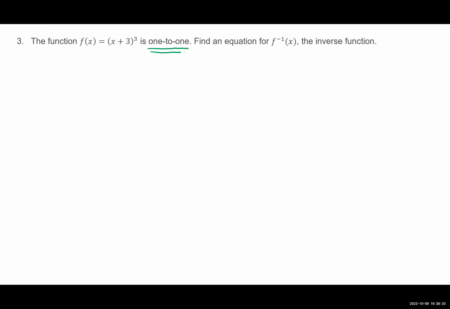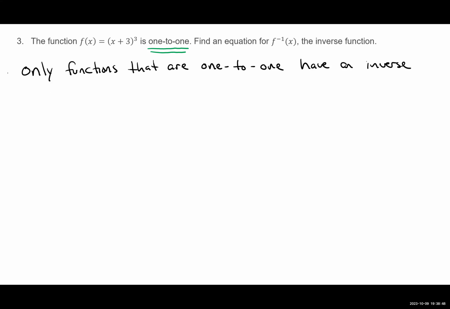This is a new term, so let's talk about that. Same question as before, find an equation for the inverse. Well, let's start with 1-to-1. First, only functions that are 1-to-1 have an inverse. If the function is not 1-to-1, it doesn't have an inverse. Now, what does that mean, 1-to-1?